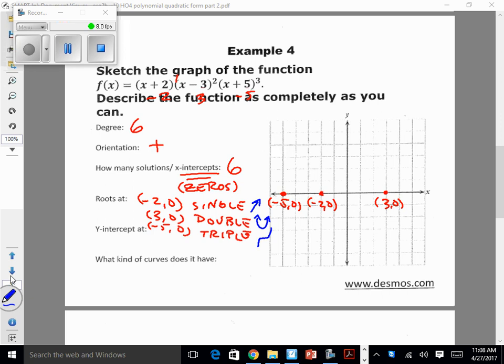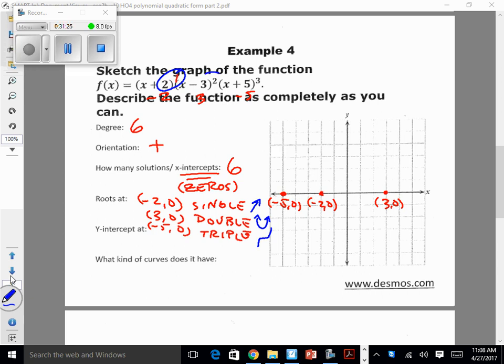Calculators, get it ready, please. To do the y-intercept, please circle the following: the 2 raised to the 1 power. Circle the negative 3 raised to the 2 power. This is our y-intercept we're going to be getting. And then circle the 5 raised to the 3rd power.